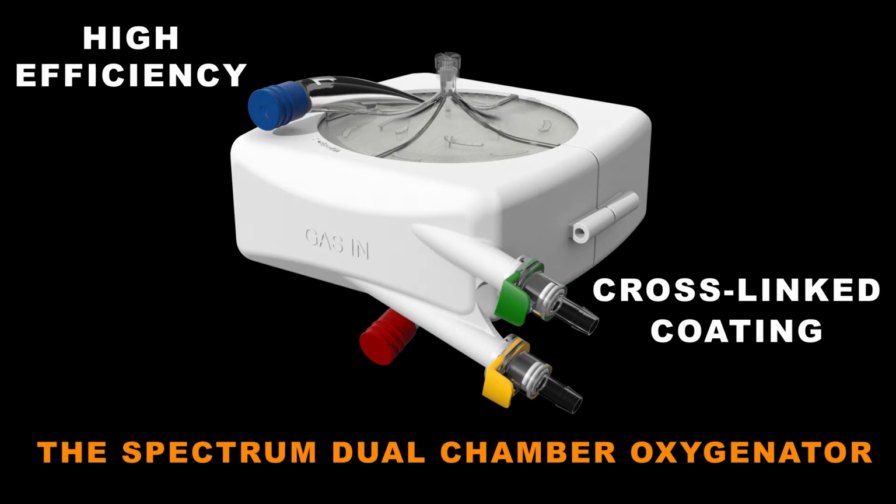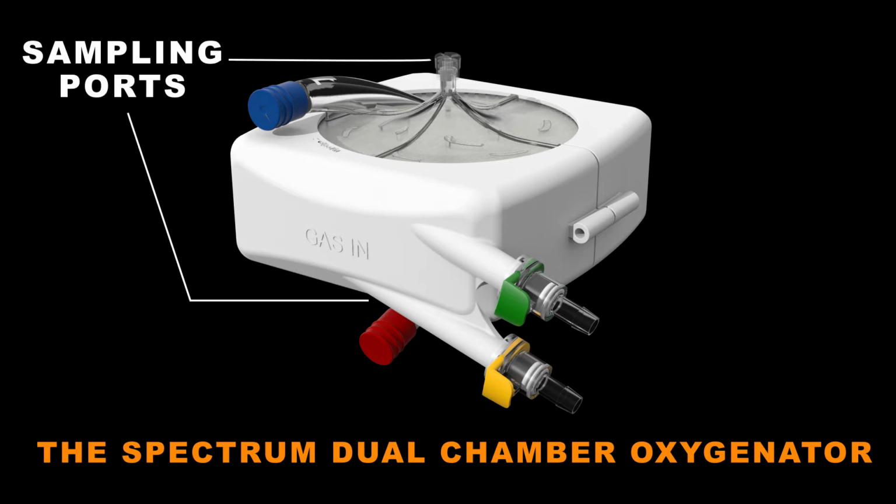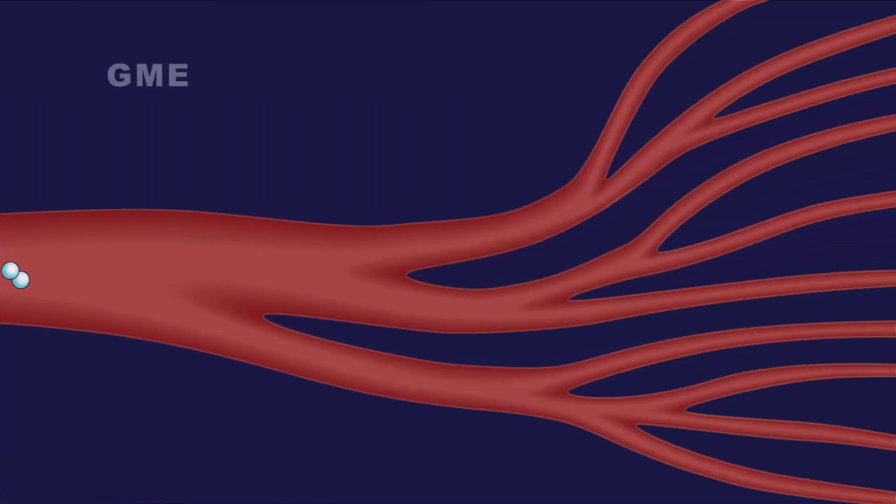Cross-linked coating and avoidance of plasticizers minimizes foreign surface activation response. Careful positioning of sampling ports is considered for accurate blood sampling as well as being gentle to the blood. GME can create ischemia by physically impeding blood flow as well as stimulating the inflammatory characteristics that interfere with blood flow and metabolism.